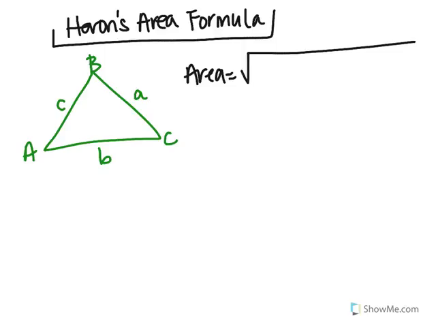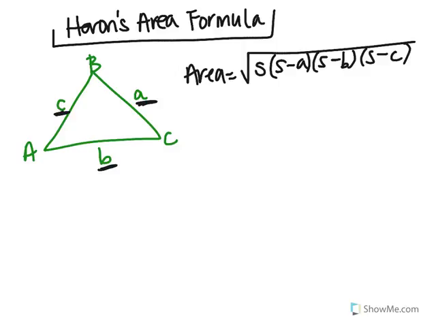Alright, so to find the area, it is equal to the square root, and notice how I made the square root really long, because there's lots of stuff that's going to go in it. I'll tell you what S is in a minute, but there's an S in the formula. So you're going to multiply S times S minus side A, times S minus side B of your triangle, times S minus the third side of your triangle, side C.